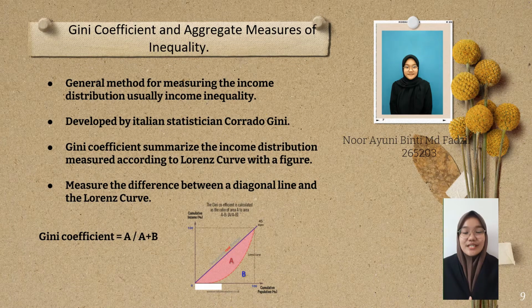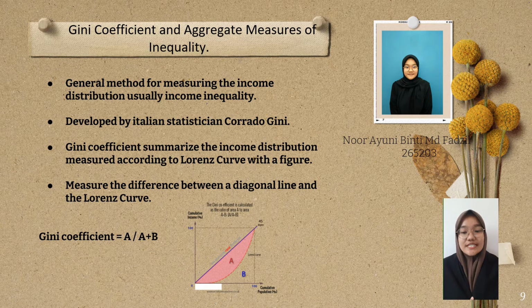Assalamualaikum warahmatullahi wabarakatuh. Hi everyone, my name is Nur Ayuni binti Fazil. My metric number is 265203. I will continue with measuring inequality in the Gini coefficient and aggregate measures of inequality.